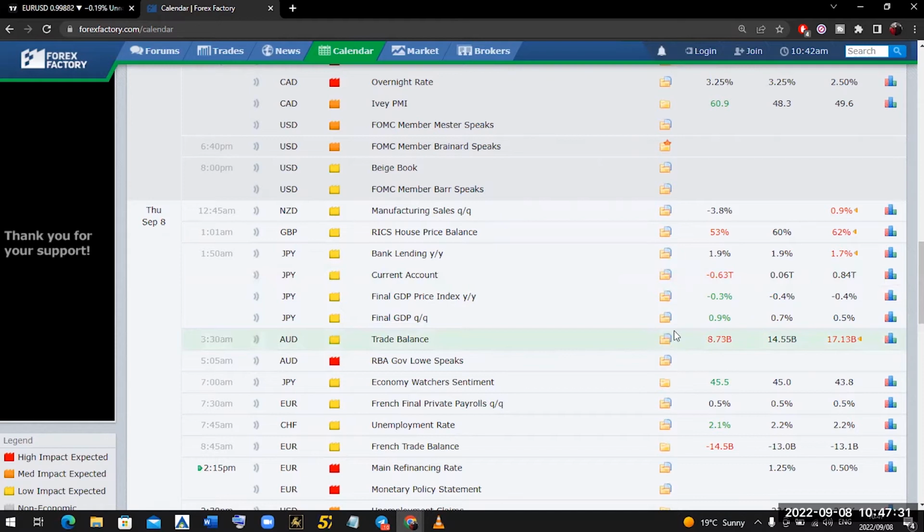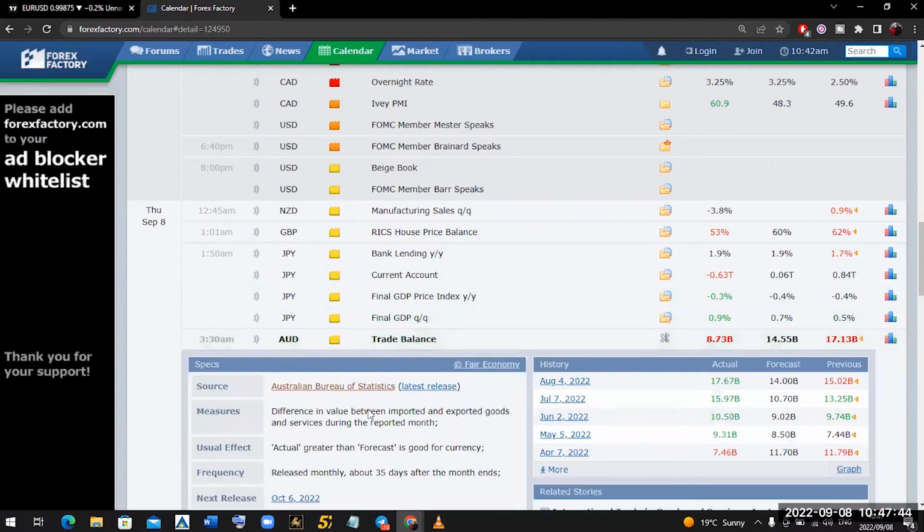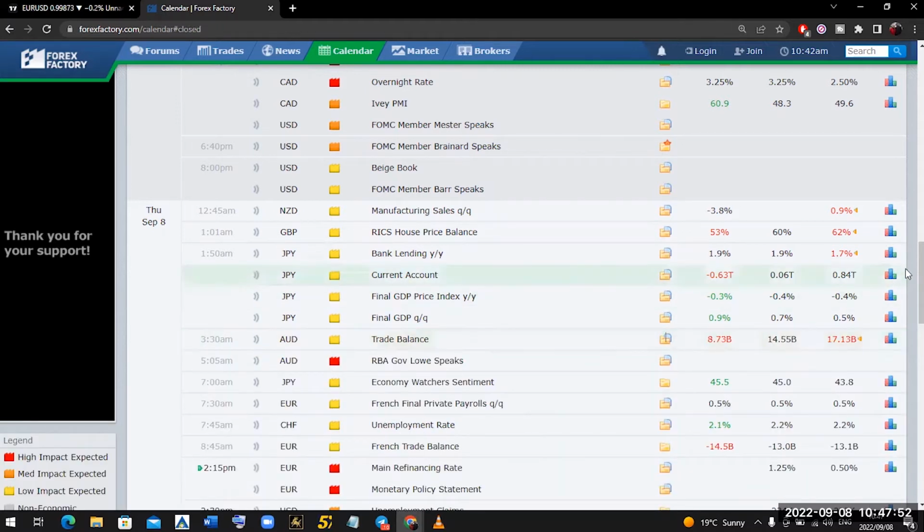I closed my crude oil sales thinking that the sentiment was going to dominate, forgetting the basic number one rule, which is structure over everything, right? If you open any of these boxes, it'll tell you, oh look, actual greater than forecast is good for the currency, etc. So you get a basic understanding of what to expect, but your structure is everything.